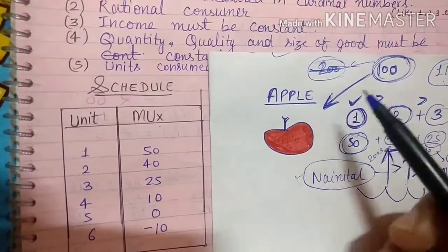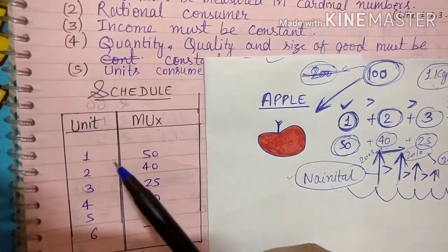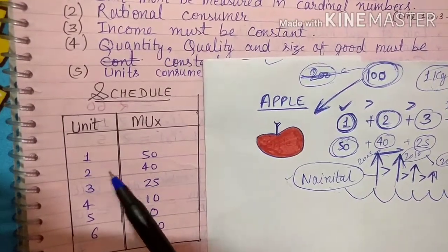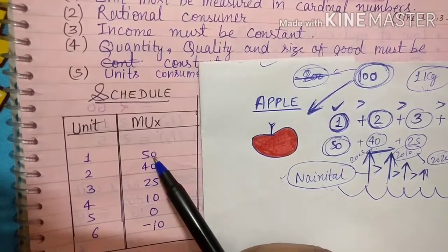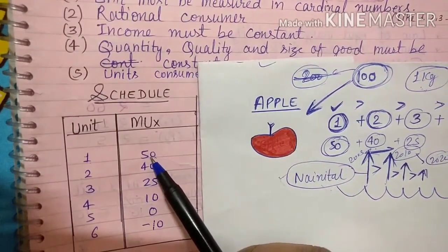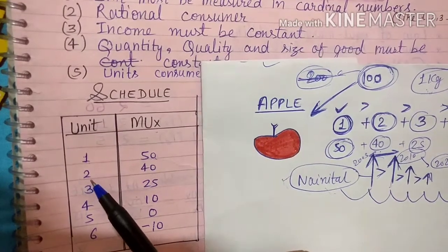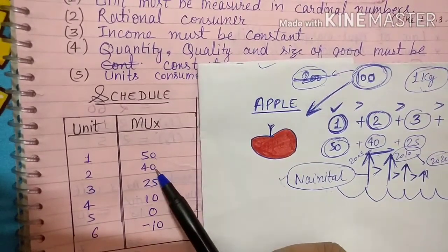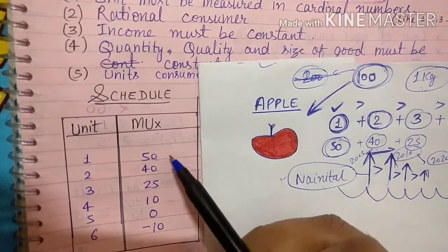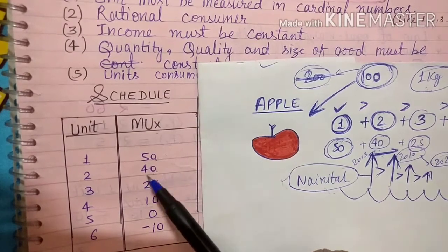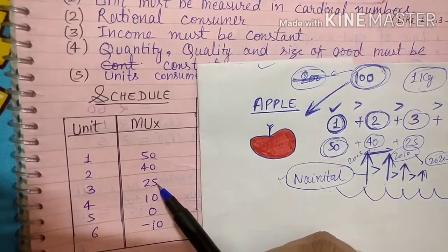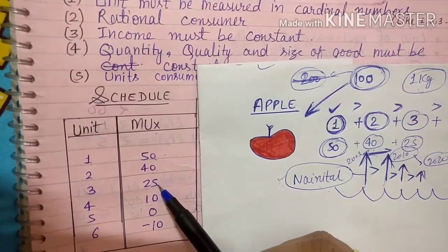Now the table shows the same example I have given you. When I take the first apple, how much do I get? 50 utils. Utils is the measuring unit of utility. So I get 50 utils of satisfaction. When I take one more apple, I get 40 utils of satisfaction, as the first apple has already satisfied my thirst, or you can say hunger. Then when I take the third apple, I get 25 utils of satisfaction.